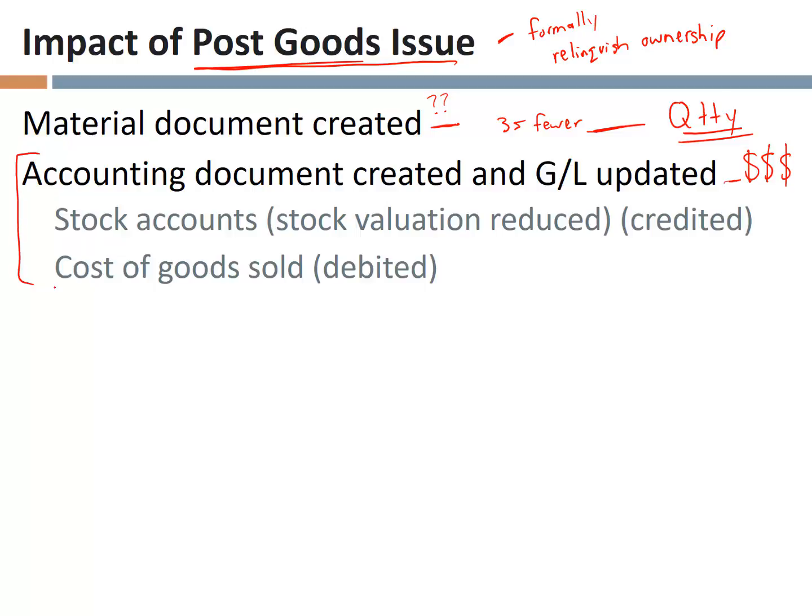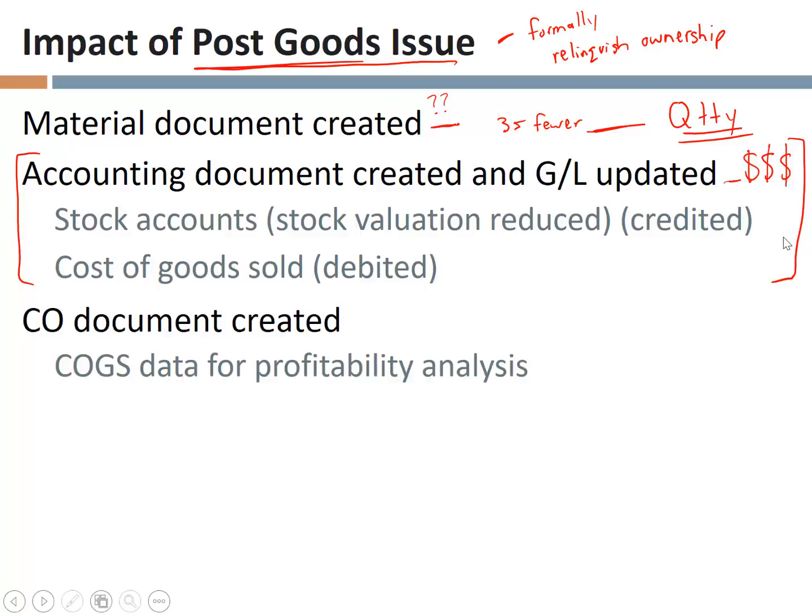So the financial accounting associated with posting goods issue, we said that shipping or issuing goods was the first step in the fulfillment process with a financial accounting implication. Well, that's what it is right there. If it's a stock account, that account is going to be credited to indicate we have less inventory, and the offsetting debit is going to be the costs of goods sold. So we have a material document created, we have an accounting document created, we haven't talked much about the cost accounting document, but the cost accounting document is going to be created to capture the cost of goods sold data for us to use that in profitability analysis if that is something that we do in our organization.